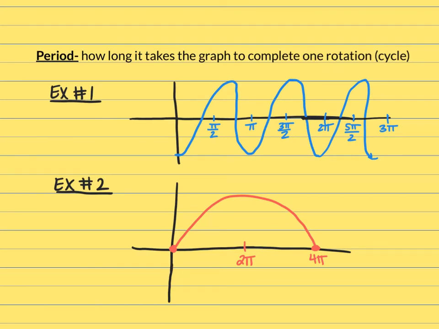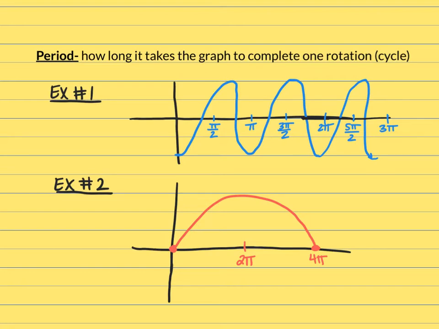All right, so take a minute, pause the video, and write down the definition of period and the 2 examples that follow, and then hit resume when you're ready to continue. Okay, so period is how long it takes the graph to complete one full rotation or one full cycle.